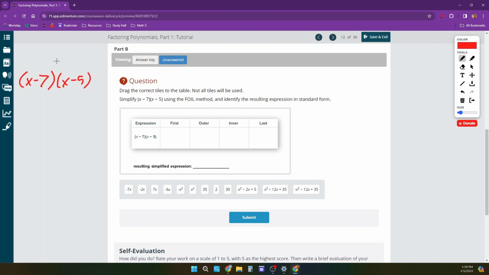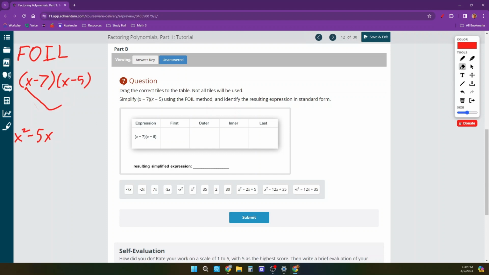Okay, so then what is that going to be? We set up our FOIL method. FOIL, of course, stands for first, outside, inner, and last. So let's do our firsts. So x and x, that's going to give us x squared. If we multiply our outers, that's going to be multiplying x times negative 5. So that's going to be negative 5x.